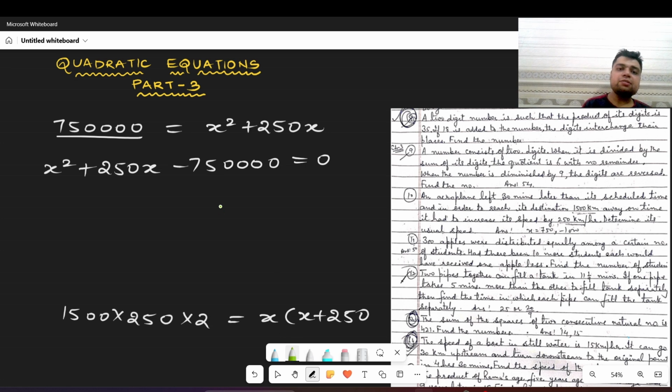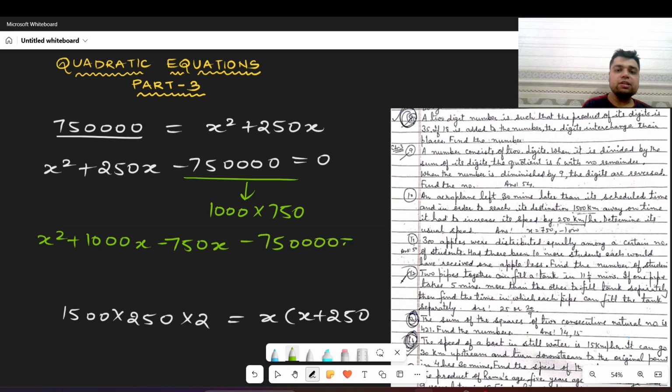I need to do middle term splitting. I can write it down like 1000 times 750. If we see carefully, the difference is 250. So x square plus 1000x minus 750x minus 750000 will be equal to 0.